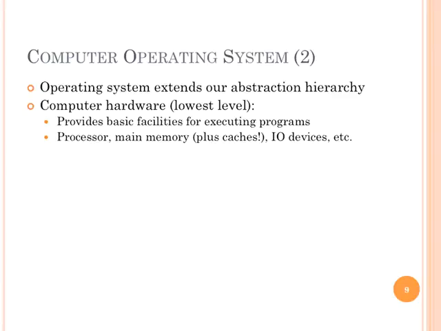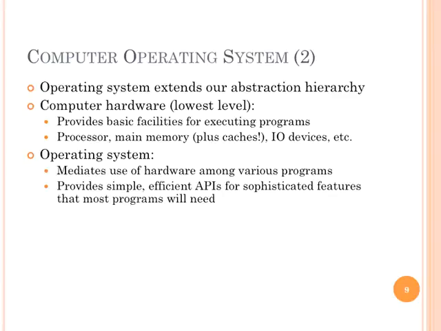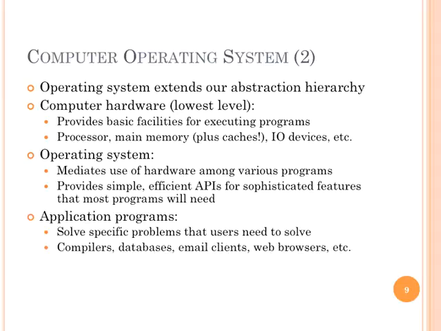So this extends our abstraction hierarchy. We already talked about computer hardware. The OS now sits on top of the computer hardware, and it mediates the hardware usage among applications that are using it. We have simple APIs, or application programming interfaces, so that programs can use them, and the OS sort of simplifies the life of program writers. And then we have the application sitting on top of that, which solves specific problems. So you have a compiler, database server, a web browser, and so forth. And then you have people, okay?